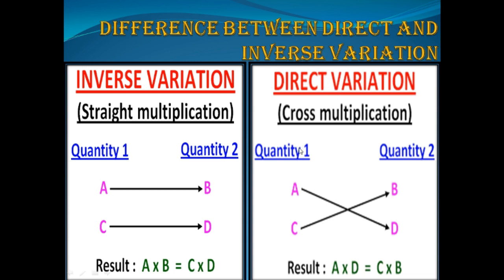In direct variation, what we did, we multiplied A with D. See here the difference. And we multiplied C with B. But in inverse variation, we will multiply A with B and C with D. So I hope you have understood the difference between these two. Let's continue to give you some examples.